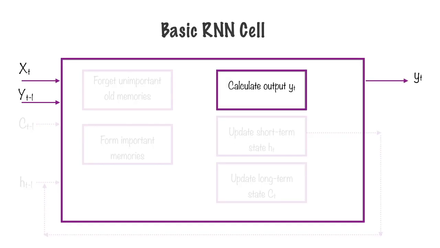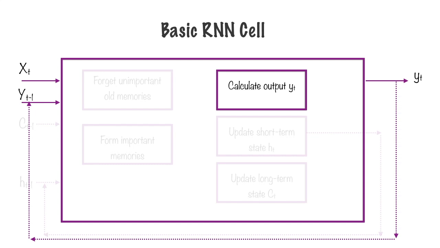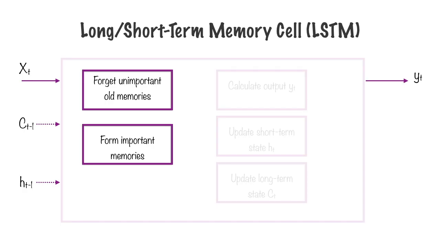This memory cell has within it another component which calculates the output at any time instant. That is the y of t that has to be the output of this layer. And this y of t is also fed back to the input. This is the same component that exists in a basic RNN cell. This is not unique to the long short term memory cell. The previous two components that we saw for updating short term and long term memory were unique to the LSTM cell. There are also components within the LSTM cell to forget unimportant old memories and form important new memories.